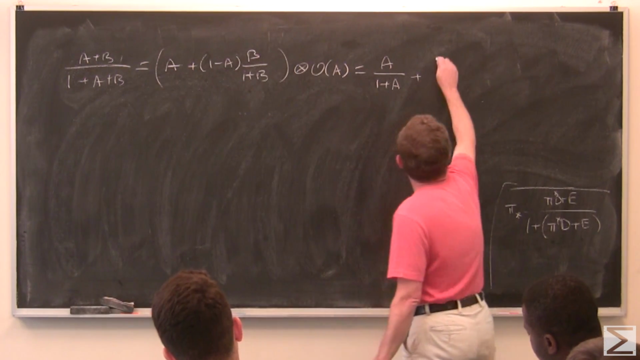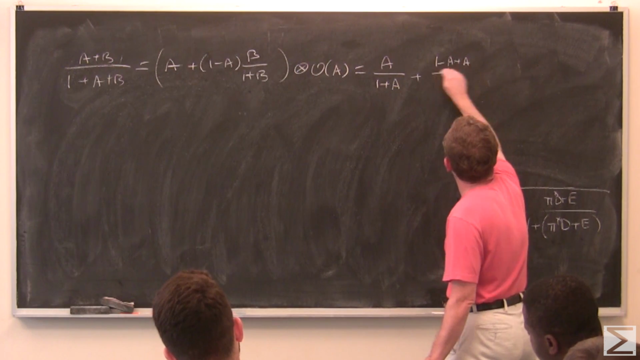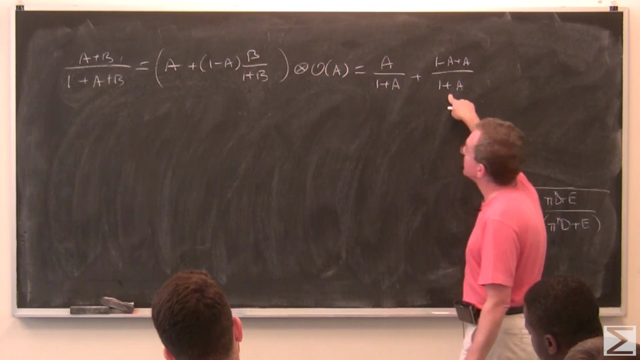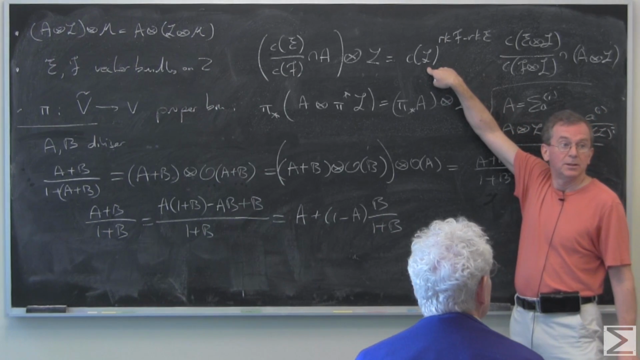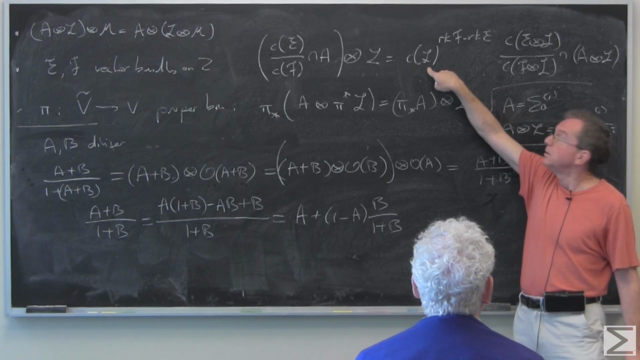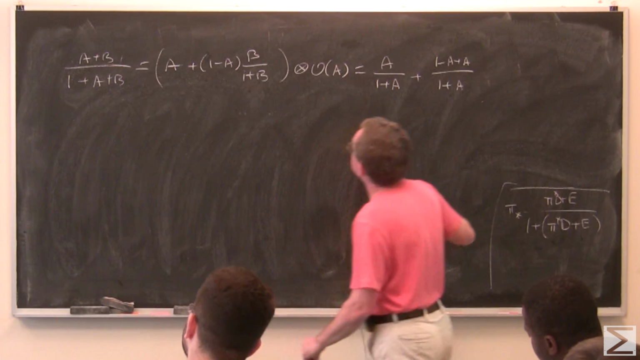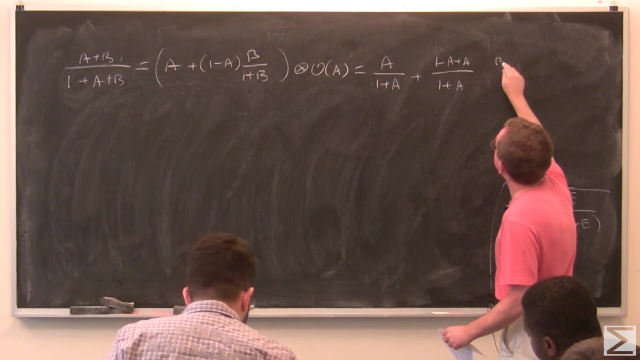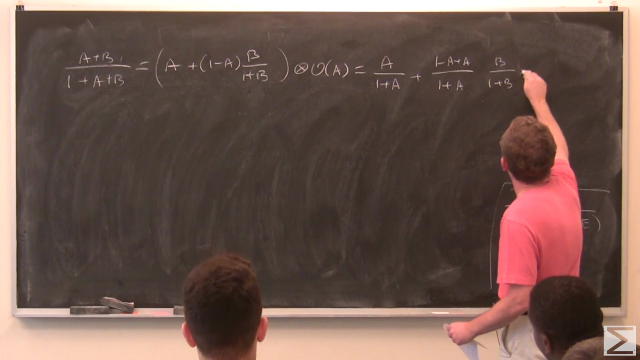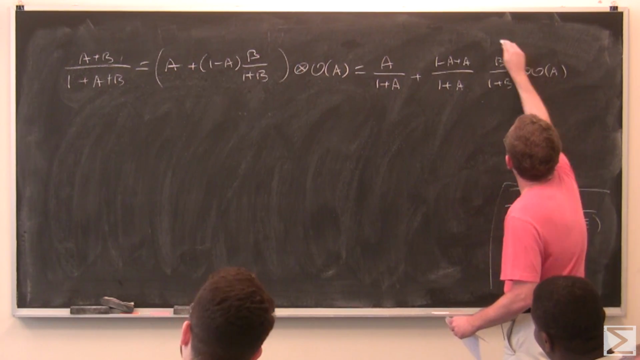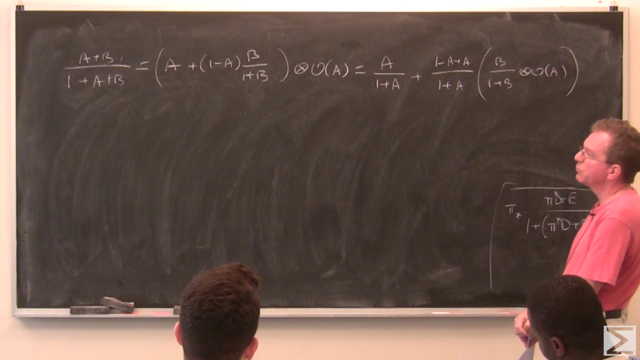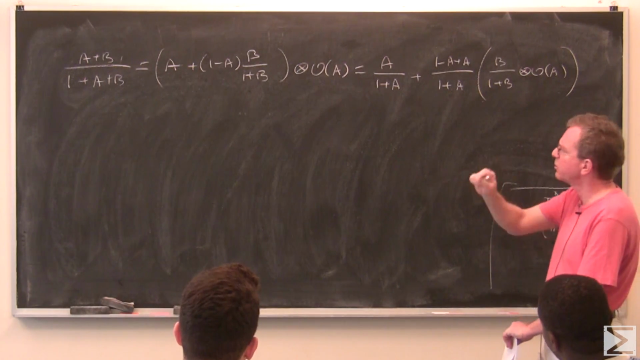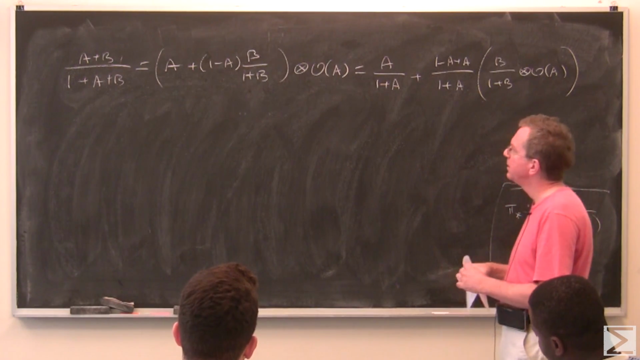Tensor by a, this is 1 minus a plus a. This 1 plus a down here is this term, if you're keeping track. And I apologize for pacing back and forth. And the rest is b over 1 plus b, tensor of a. Okay. As I say, this is not the most efficient way to go, but if I were doing this computation, I probably would do exactly these steps.